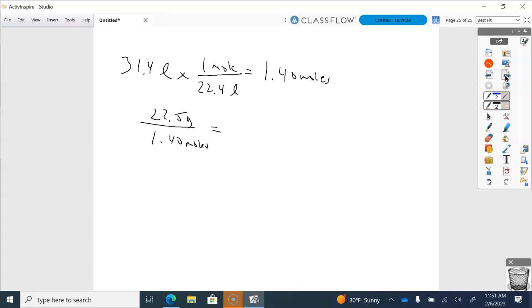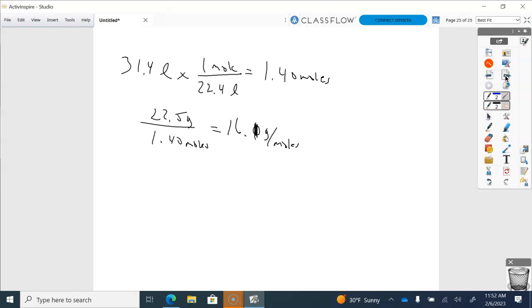So 22.5 divided by 1.4 is 16.1. We should check to see if I marked you off for that, by the way. That's how I did it, with moles. That's exactly what we did, but that looks way more complicated. I just did it slower.